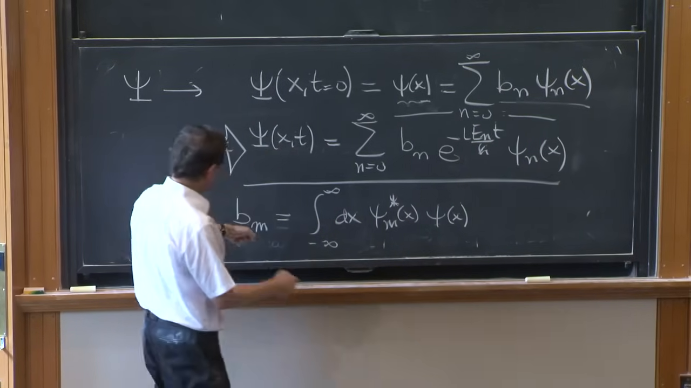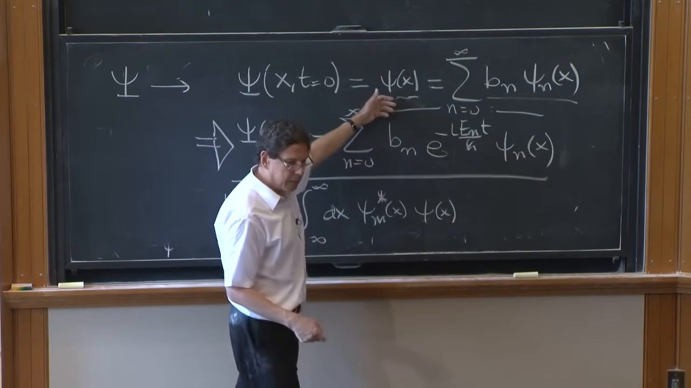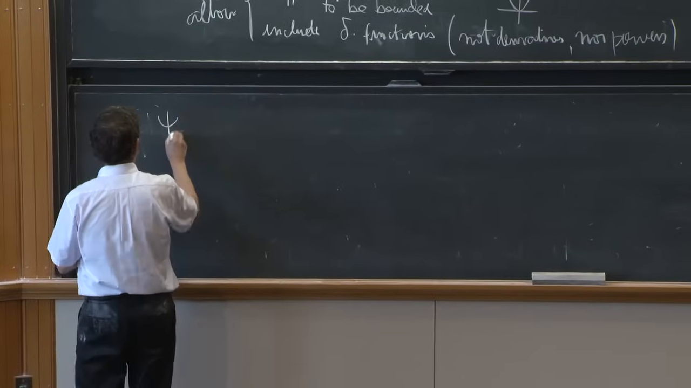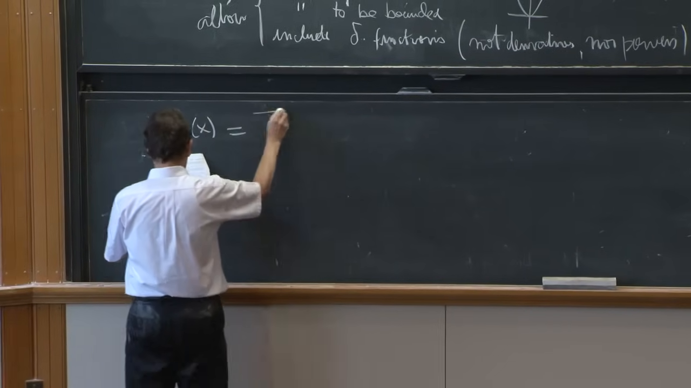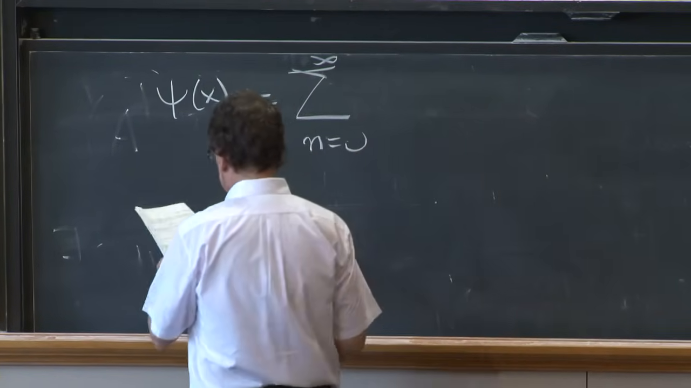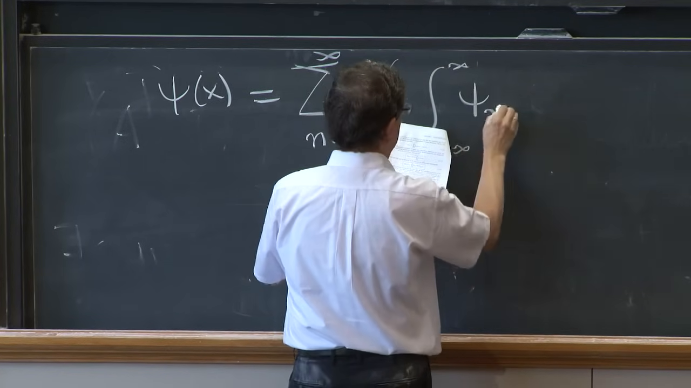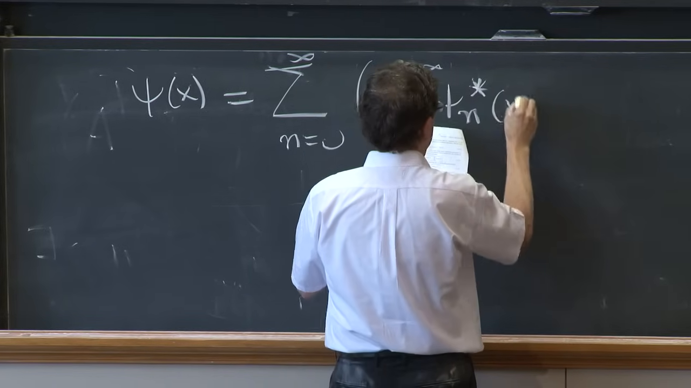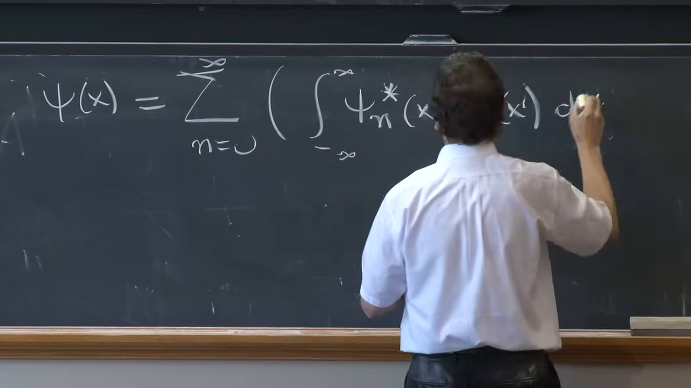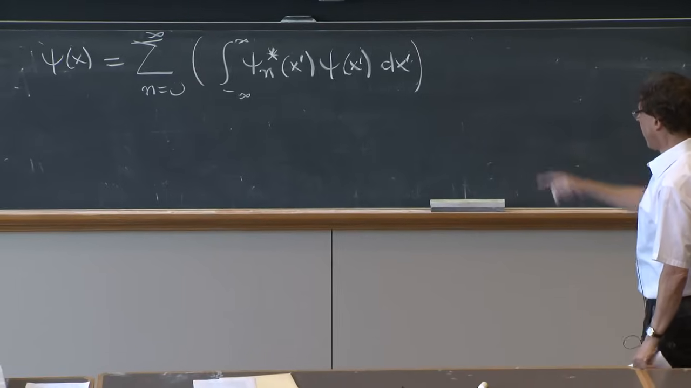So we were supposed to calculate the Bn's, and now we have them, so I can plug this back here. So what do I get? Psi of x is now equal to the sum from n equals 0 to infinity of Bn, but this Bn is the integral of psi n star of x prime, and I put here psi of x prime, dx prime. I don't want to confuse the x's with x prime, so I should put x primes all over here.